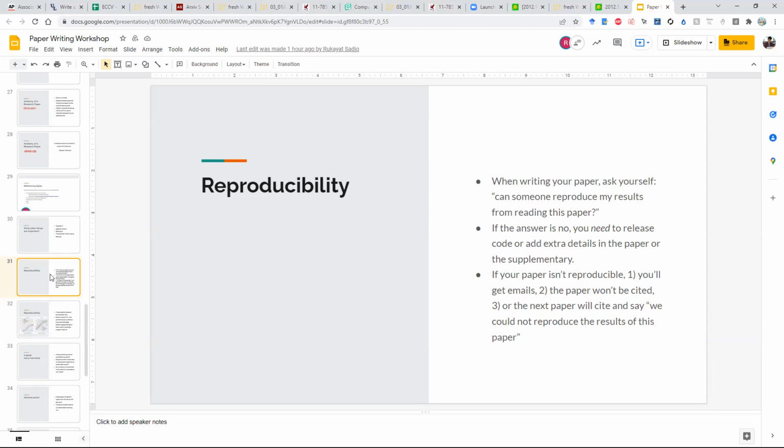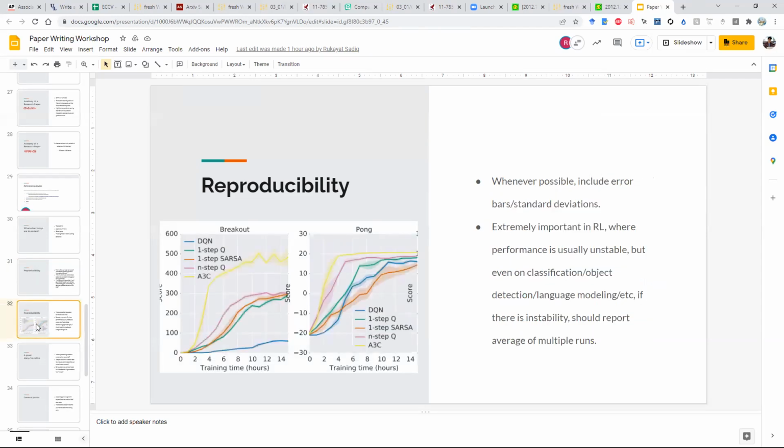for other people to successfully reproduce your work. And that's important because if your paper isn't reproducible, you'll get emails from people seeking to build on your work or compare with your work. The paper won't be cited because people read the paper, try to reproduce it, get poor results, and then just decide not to cite it. Or the next paper will cite your work and say, we could not reproduce the results of your paper, which is arguably worse than not getting cited. So reproducibility is very, very important.